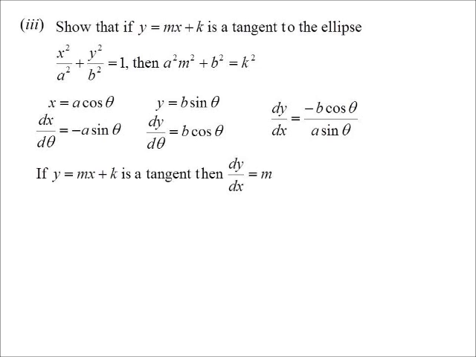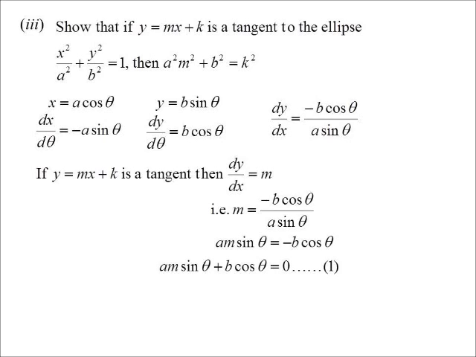Now, if y equals mx plus k is a tangent, then I know the derivative must equal m, because there's the equation they've told me, y equals mx, slope of the tangent is m, the derivative also measures the slope of the tangent. So m is minus b cos theta on a sine theta. Playing around with that, I come up with an equation. am sine theta plus b cos theta is equal to 0. All right, that's one equation.